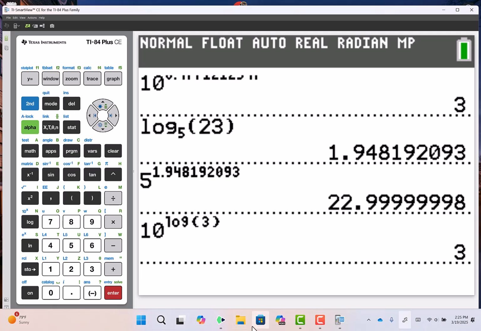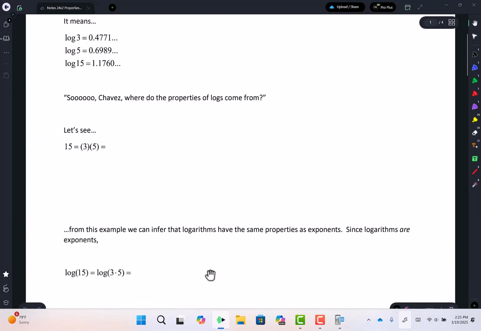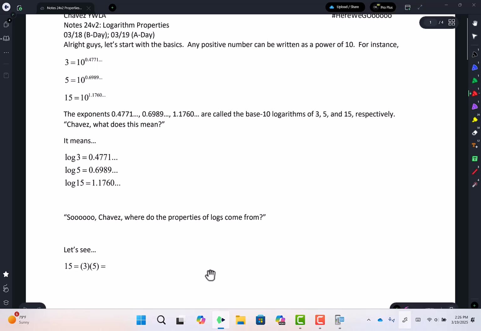So what are you getting with this? Here's what we're getting. When I say the same properties, first, let's do side notes. What are the properties of exponents? So let's do that first. Properties of exponents.